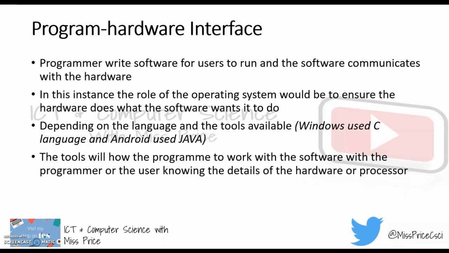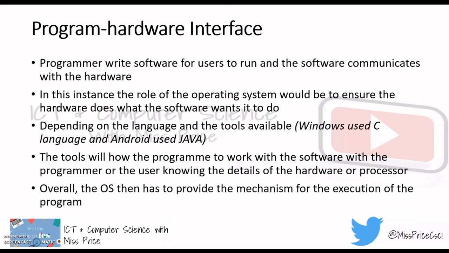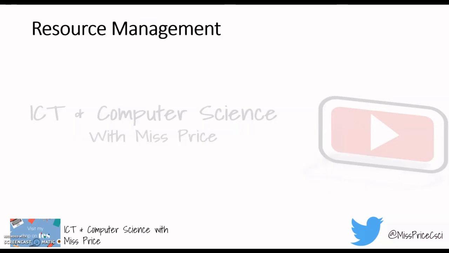So the tools will basically allow the program to work with the software and with the programmer and the users knowing the details of the hardware or the processor, okay? So overall, the operating system then has to provide the mechanism for execution of the program, okay? So that is what the operating system is there to do. The program is there, the operating system executes it and makes sure that all these things are working together and working efficiently. So, now, resource management. This is something else our operating system works hard with.